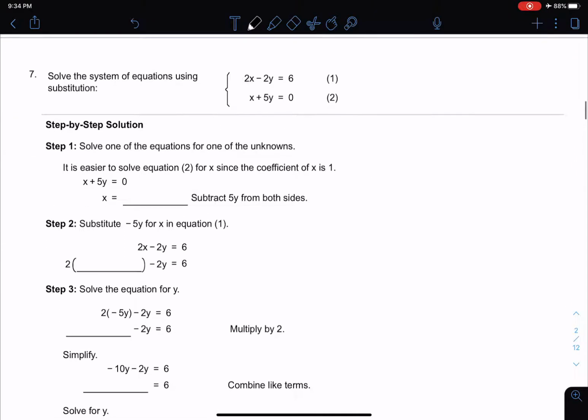The next one gives us a step-by-step kind of situation to help us see how to do this. It's solving the system of equations by substitution. The way you do substitution in general is you solve for x or y in one of the equations and substitute that into the other one. This one is stepping us through and asking us to solve for x on this bottom equation.